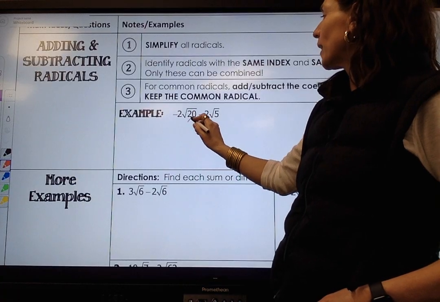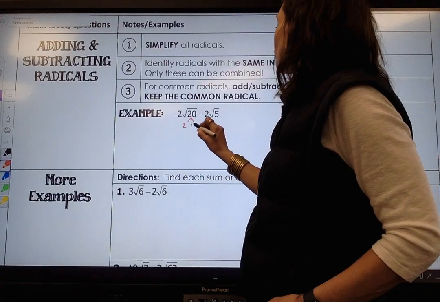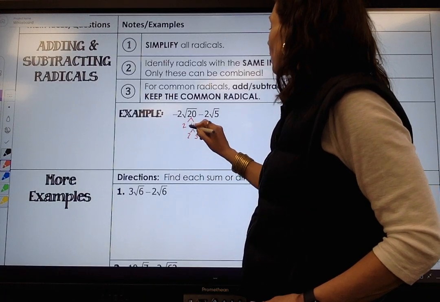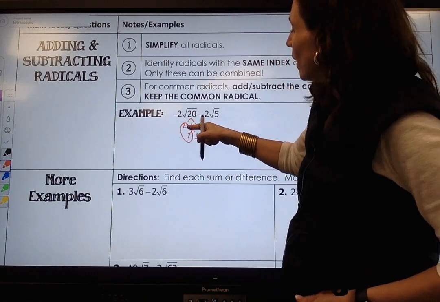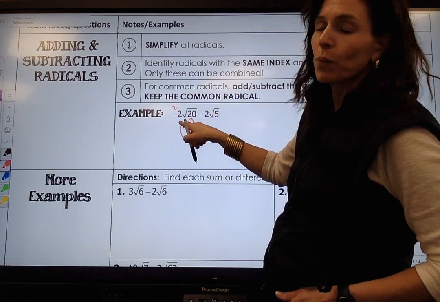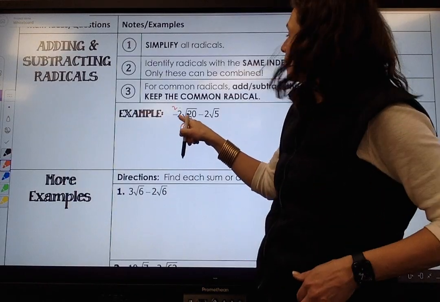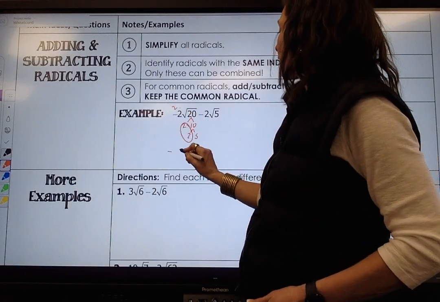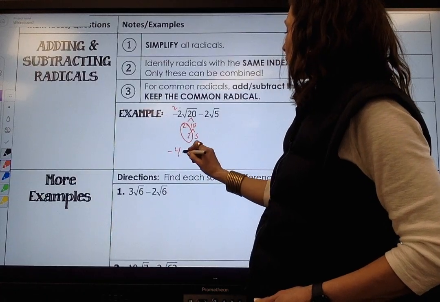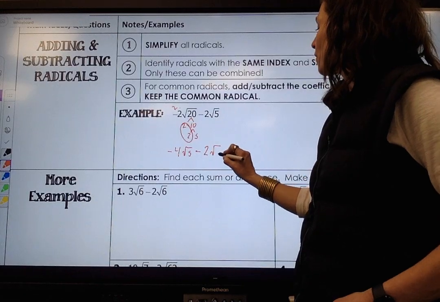If I break 20 up, let's say I don't recognize a perfect square right off the bat, I get 2 and 10, 2 and 5. So that means I can take a 2 out. When you take this 2 out, remember, it's being multiplied with whatever is outside your radical. It's kind of like your coefficient. So 2 times negative 2 is negative 4. And then what's left over? Square root of 5. And then negative 2 square roots of 5.